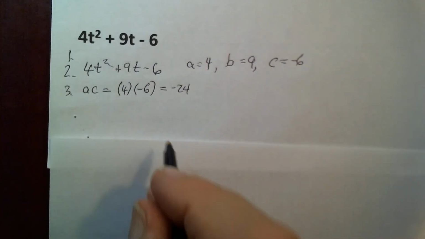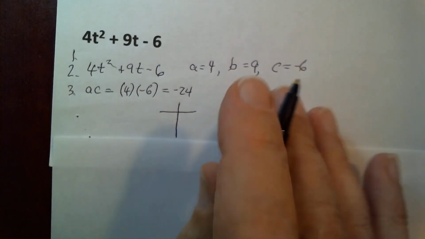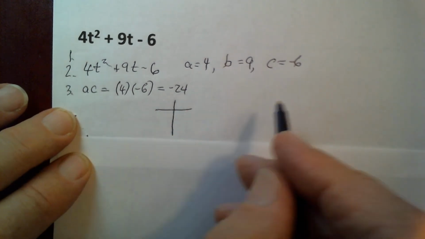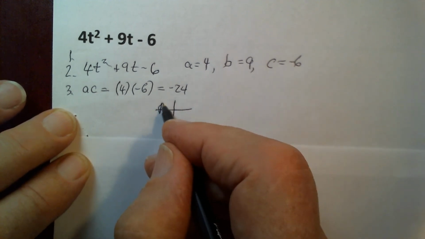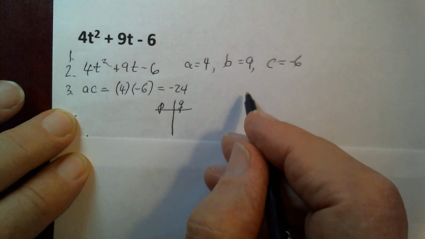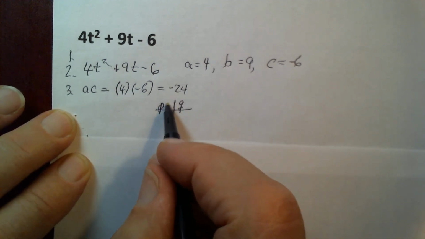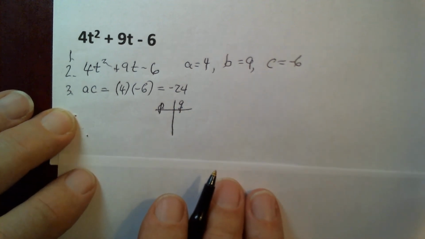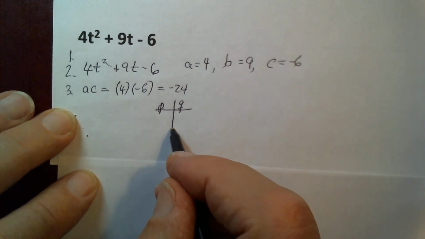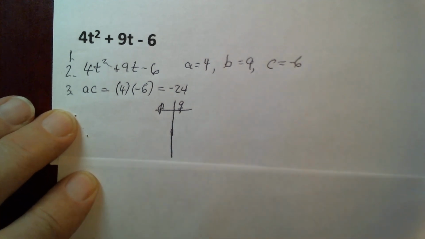Now we want to factor minus 24 in such a way that the sum is equal to 9. So P and Q. Since the sum is positive, and one term has to be positive, one has to be negative, we also know that the greater of the two terms has to be positive. Otherwise, the product could be negative, and the sum couldn't be positive.